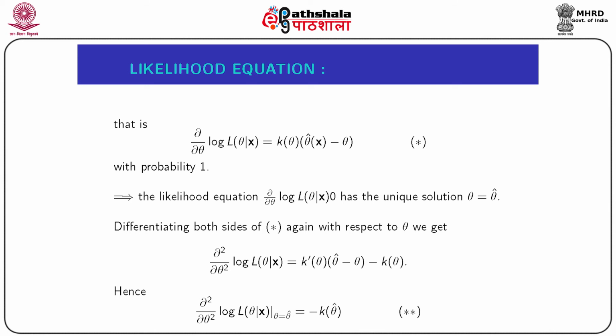Differentiating both sides of star again with respect to θ, we get ∂²/∂θ² of log L(θ) equal to k'(θ) times (θ hat minus θ) minus k(θ). Hence, at the point θ equal to θ hat, naturally this second order derivative will become simply minus k at the point θ hat. Let us denote this expression by double star.